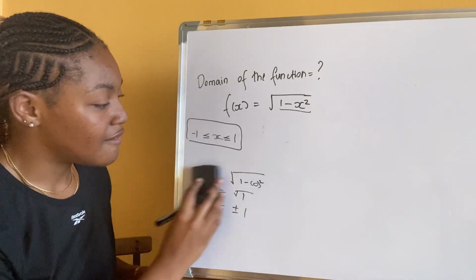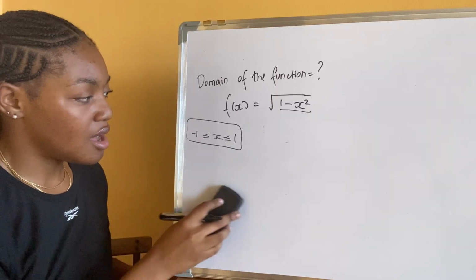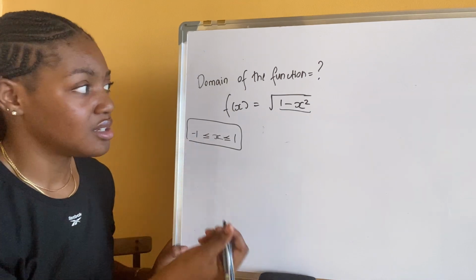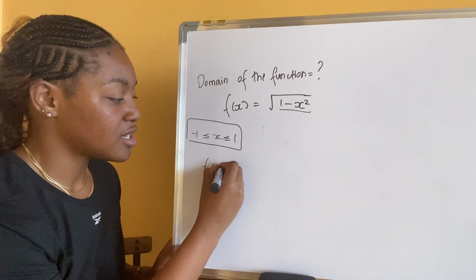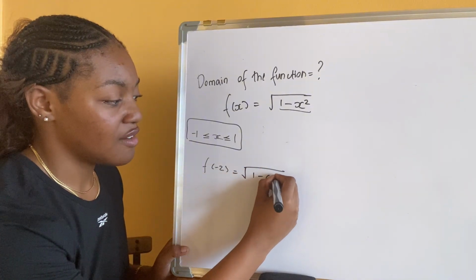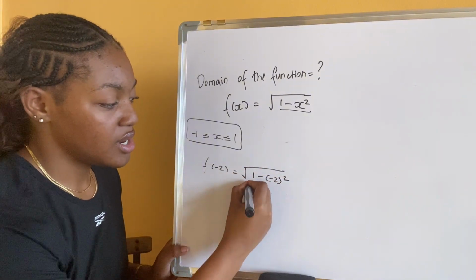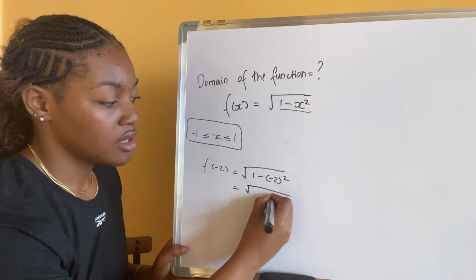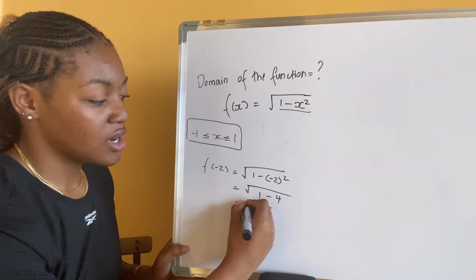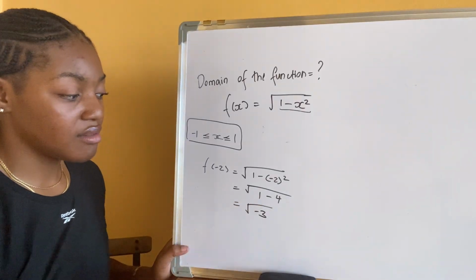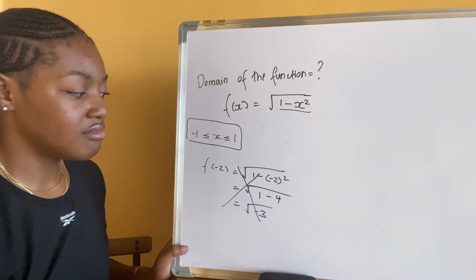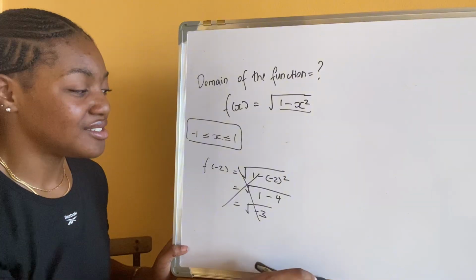Next, let's consider a value that is less than -1, like -2. So I'm going to substitute -2 in the expression. So I'm going to have 1 minus, then I'm going to have -2 squared. -2 squared would give us 4. So under the square root, I'm going to have 1 minus 4. 1 minus 4 would give us -3. Can you find the roots of -3? No. So that's a number outside the interval.